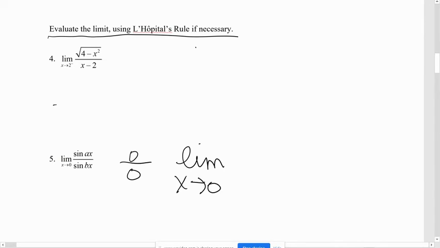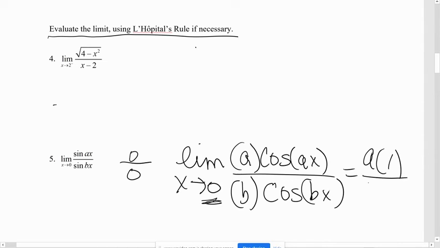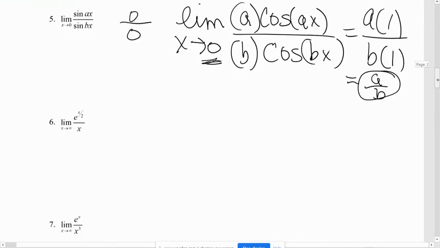the derivative of the top would be cosine ax, and then I would do the chain rule, and I'd get an a out front, and then the bottom would be cosine bx, and then I'd get a b out front. And then if I substitute in 0 now, I'd get the cosine of 0, and the cosine of 0 is 1, so this would be a times 1, and the bottom would be b times 1. So this would simplify to a over b, and that would be it. That's all you can do for that one. Okay, in that case, L'Hopital's was very handy. Made that problem a lot easier.